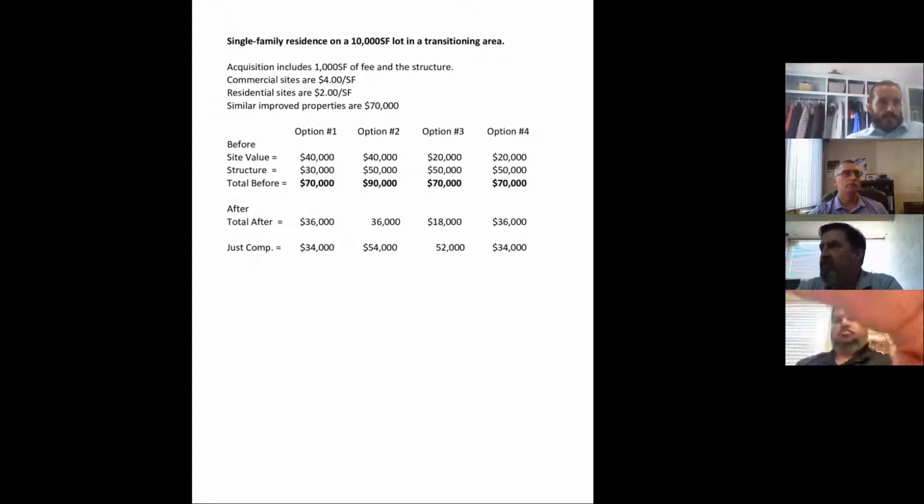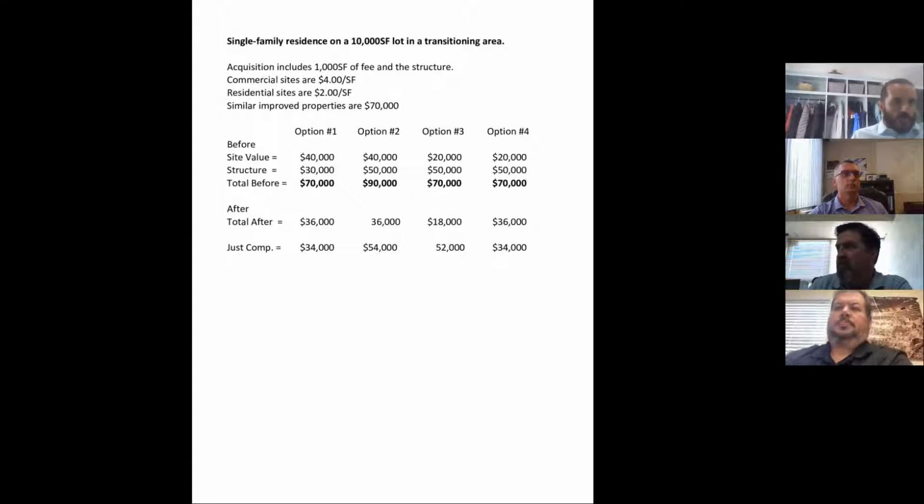What I've got here, I'll go through the facts, and then I'm going to put up a poll. Everybody answer which option they think is the most appropriate methodology in valuing this piece of property. But we're going to say it's a single family residence, so just one house on a 10,000 square foot lot. And this is a road, a corridor that is transitioning to a lot of commercial type uses.